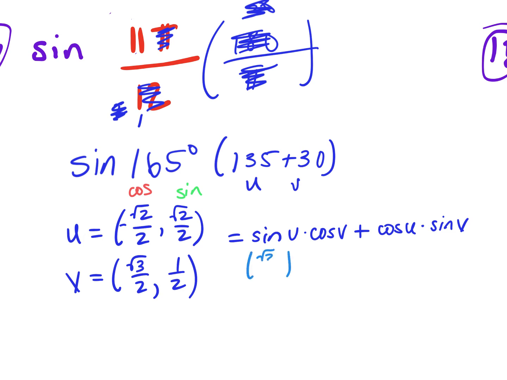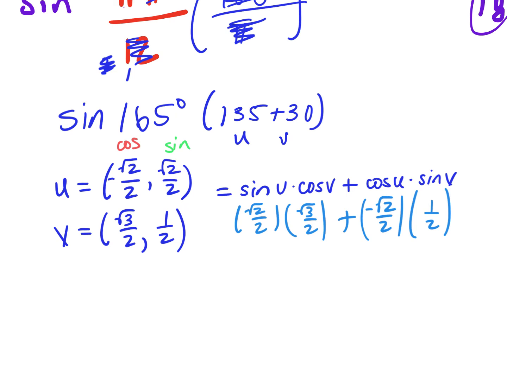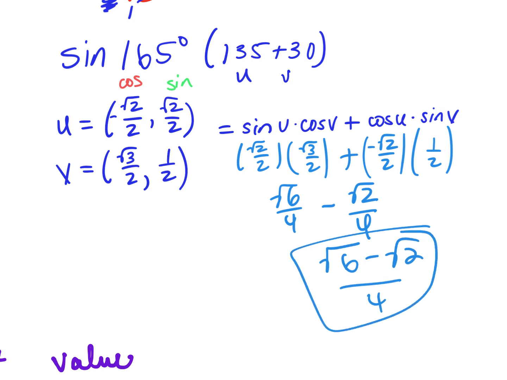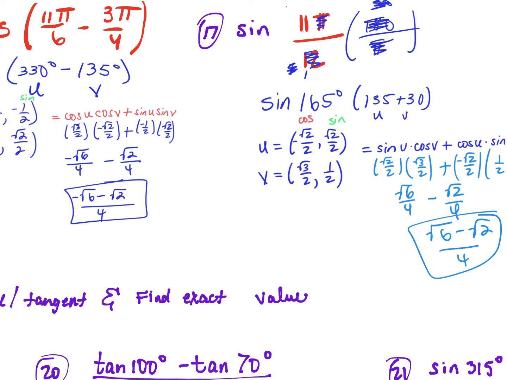Sine of u, root 2 over 2, times cosine of v, root 3 over 2, plus cosine u, negative root 2 over 2, times the sine of v is 1/2. Did I write that in right? Okay, so this becomes the square root of 6 over 4. Yeah? And then I have minus square root of 2 over 4. So my answer is square root of 6 minus the square root of 2 over 4. Is it similar to the last answer we had? Yeah, a lot of these answers are going to turn out to be similar looking. That is okay. That is what your answer should look like.